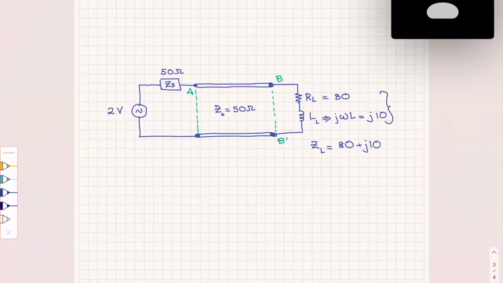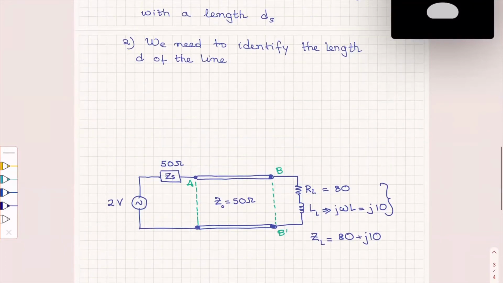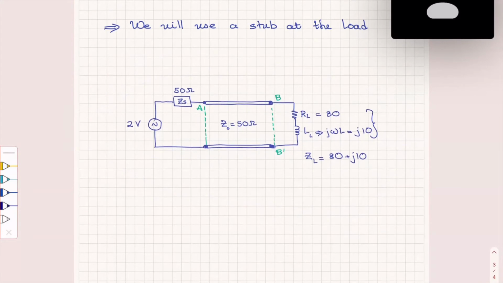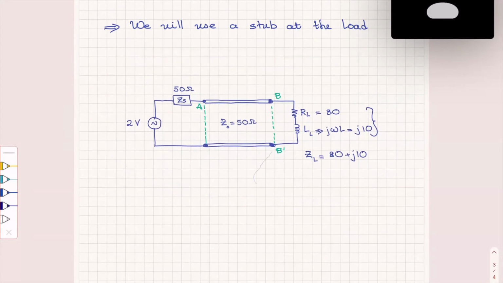All right, so we'll use, so instead of saying at, I said at the load. Okay. So now I will move this one. Okay, I'll make it a little smaller. Then I will move this one.